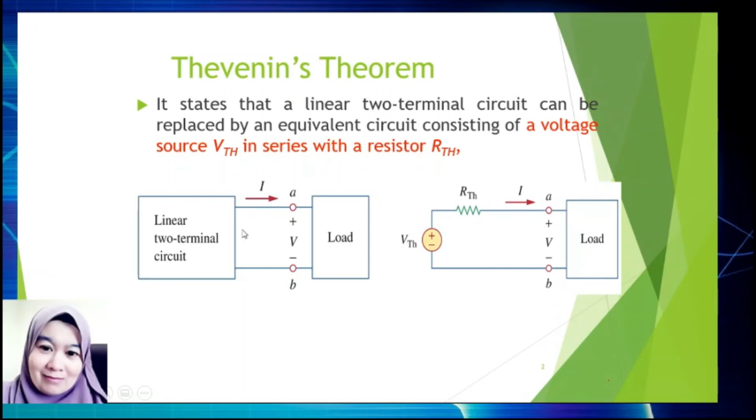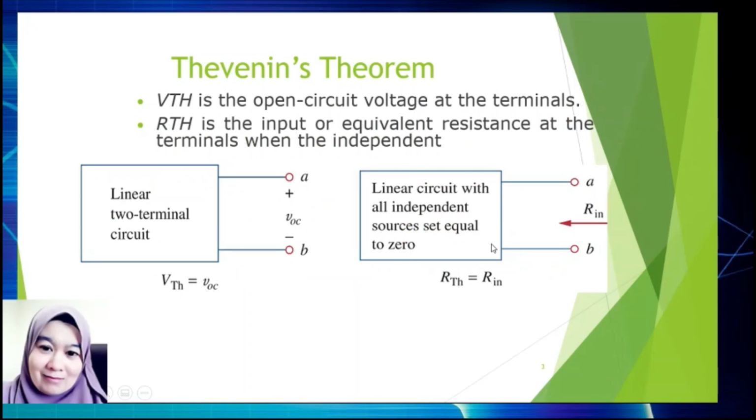So this is a complex circuit, actually a lot of components inside here, and we can replace it with only one voltage source and one resistor. What is VTH? VTH is the open circuit voltage, VOC, at the terminals, while RTH is the resistance at the terminals when the independent sources are turned off. So RTH is here.